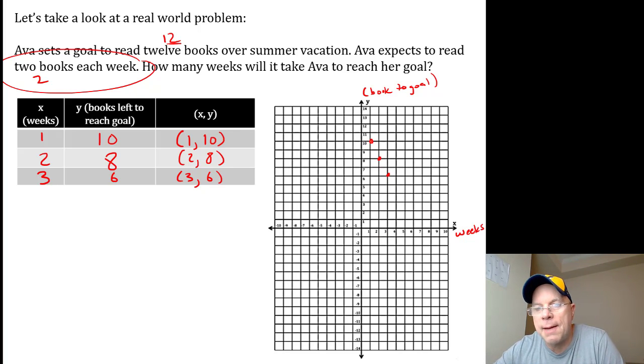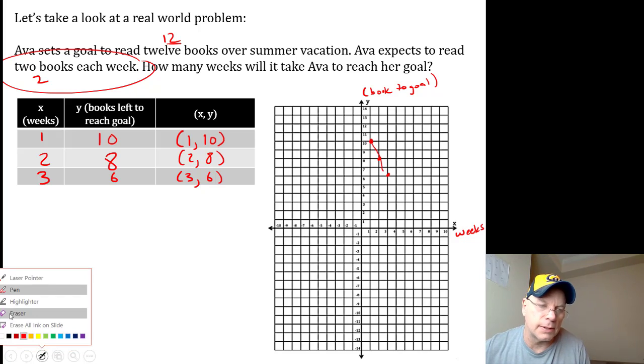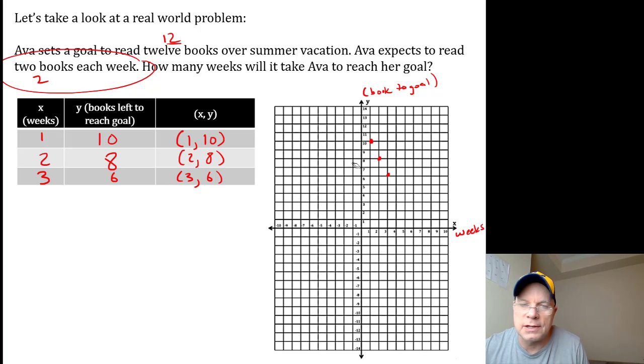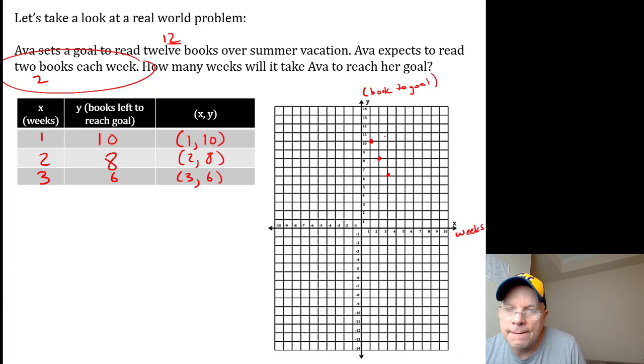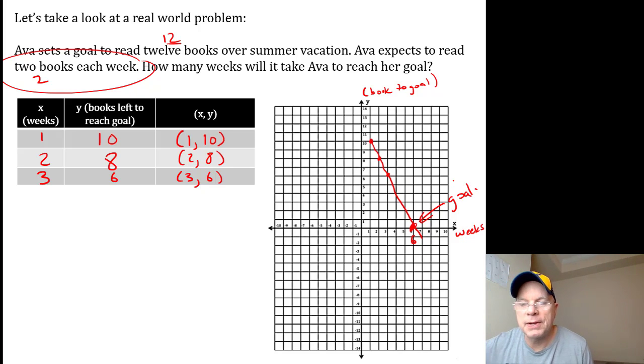Something interesting happens when you draw this line. It's so hard to draw a straight line on this writing tablet, but I really want this one to be as perfect as possible. Let me do my best here. If I extend this line, if I keep going, we see that at 6 weeks, she'll have 0 books left to reach her goal. She will have reached her goal at 6 weeks, as we expected.